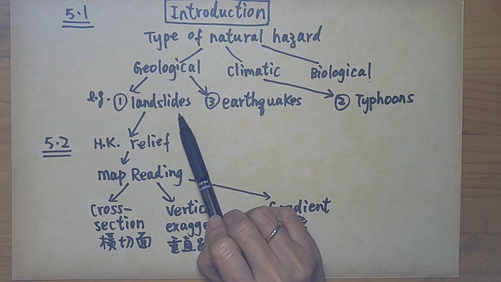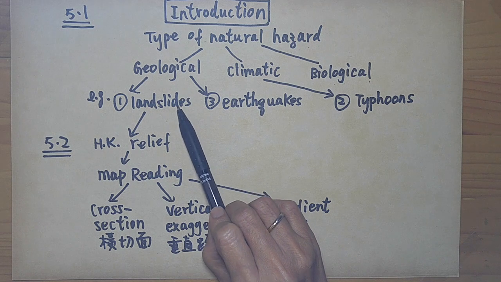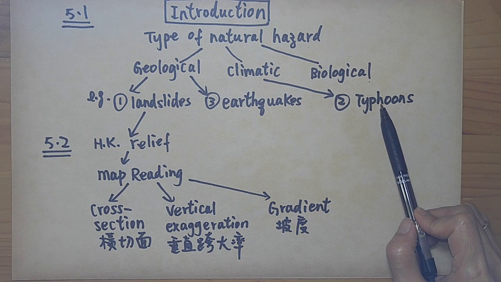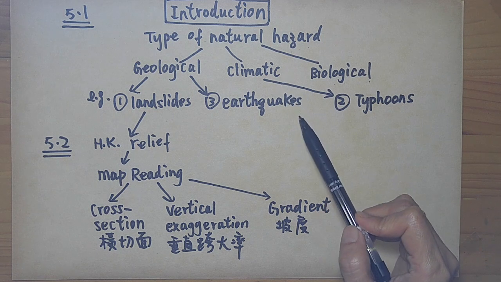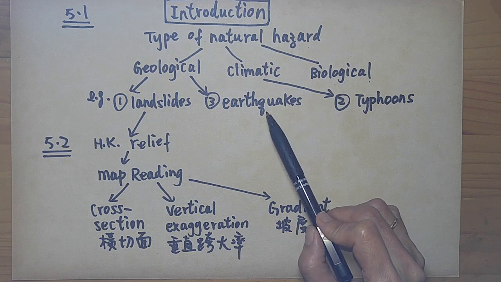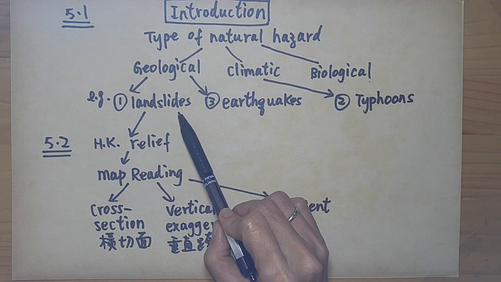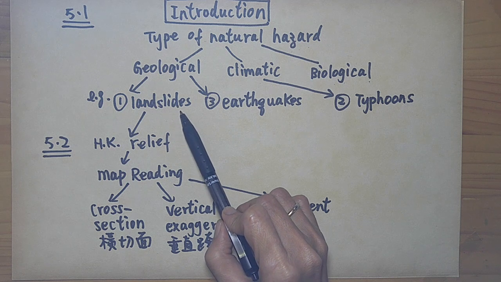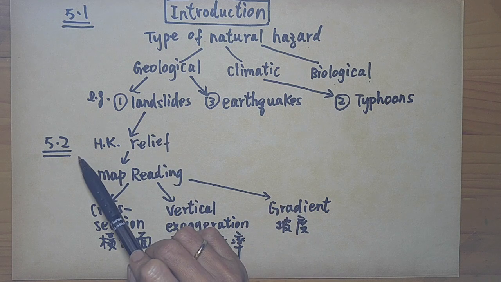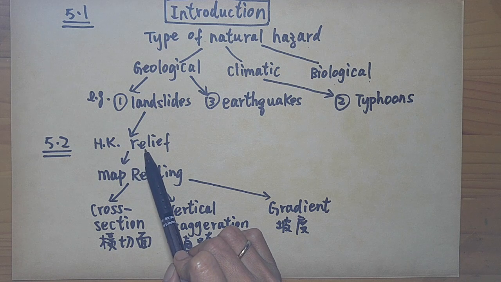It talks about landslide first. So it is related to our geological. And then the second thing, our textbook is talking about the typhoon, is related to climatic. And then the third thing is about earthquakes that we will learn, is related to geological. And now let's look at landslide first. For the landslide, so it related to relief, right? So start from 5.2, we are going to talk about the relief of Hong Kong first.